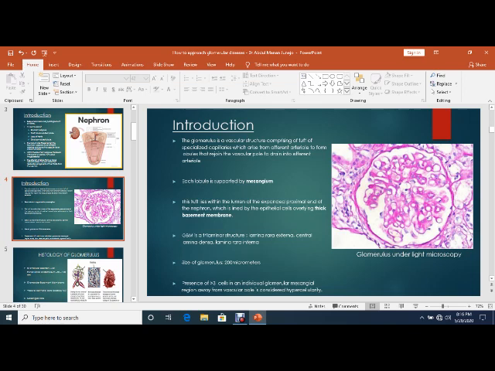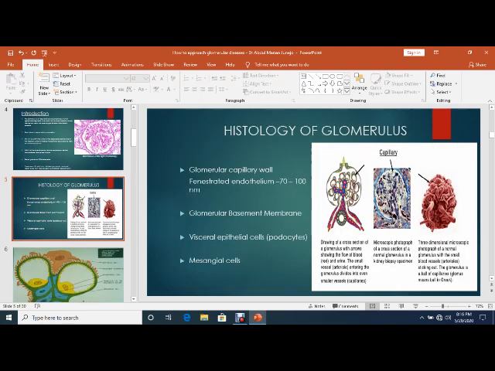Well, what is the term hypercellularity? Presence of more than 3 cells in the individual glomerular mesangial region, that is called hypercellularity. Same slide, histology of glomerulus. Glomerular capillary wall, already told you, 70 to 100 nanometer, and glomerular basement membrane, visceral epithelial cell, and mesangial cells.